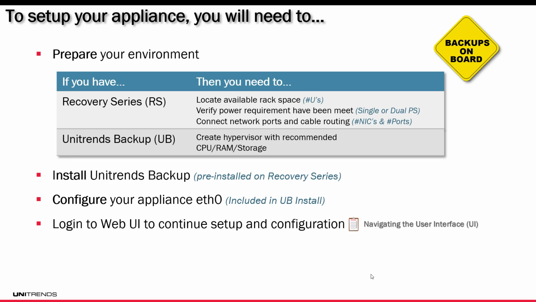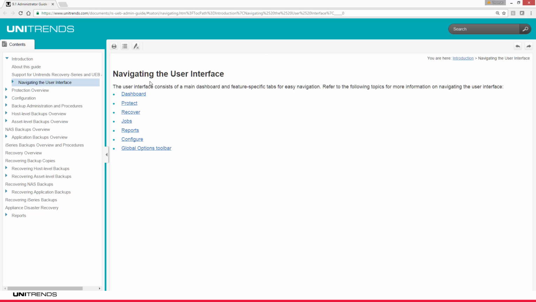Now, once you configure the IP address on ETH0, you're going to use that IP address through your web browser, and you're going to continue the setup and configuration. And once again, there are these little icons in this document that you can use to pull up resources. This one links directly to the admin guide, right to navigating the user interface. Some additional resources you may want to go through and make sure you understand. Some pretty cool stuff.